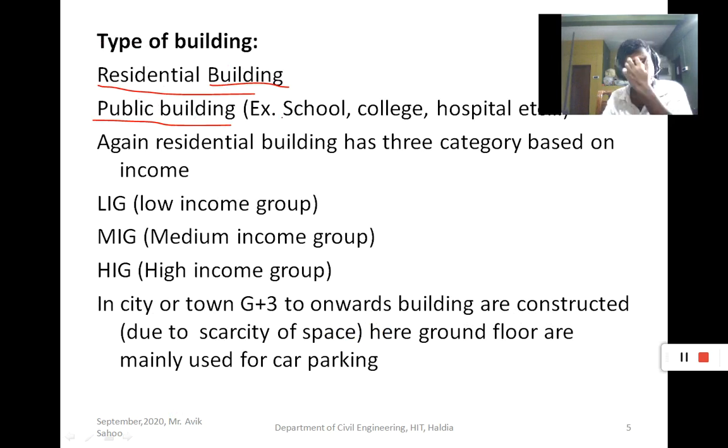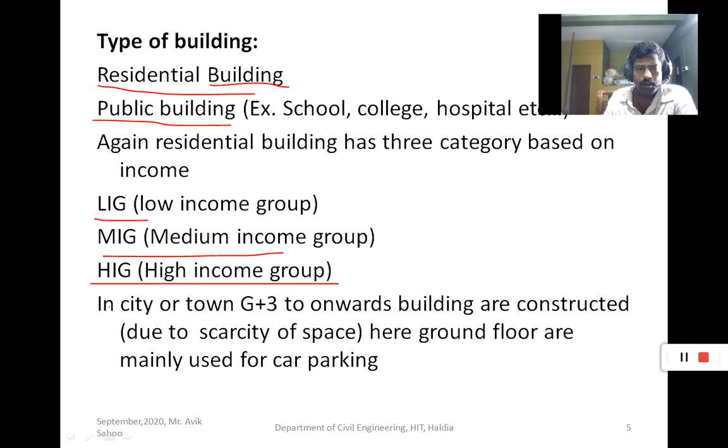The examples of public buildings are school, college, hospital, etc. Again, the residential building has three categories based on income. So this is the LIG building, the low income group, then MIG building, then HIG building.